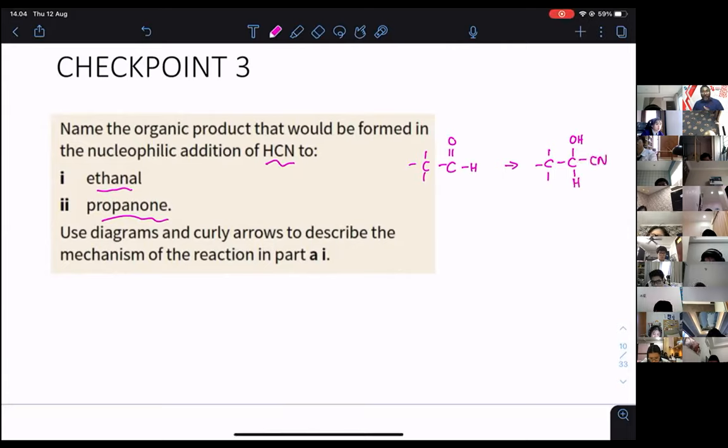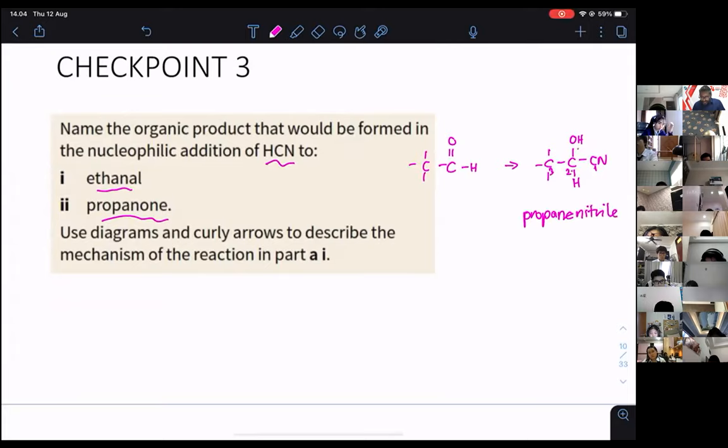So how do I name this? This is carbon number one, carbon number two, carbon number three. Sorry, I think I shouldn't name it that way. It's a nitrile. So carbon number one, carbon number two, carbon number three. So it's going to be propane. You write down propane, and then this is going to be propanenitrile.